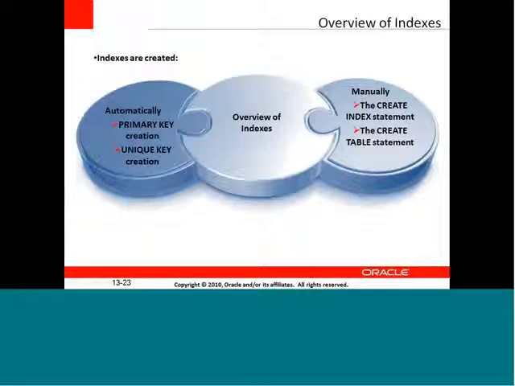Okay, we can have an overview of index. Indexes are created automatically and manually. That is primary key creation, unique key creation, overview of index. That is create index statement, create table index. That is, we can have the index being created on the column, and we can have the index being created on the statement wherein we can have the fast retrieval of the value. I mean, that can be manually created and automatically created. Okay.